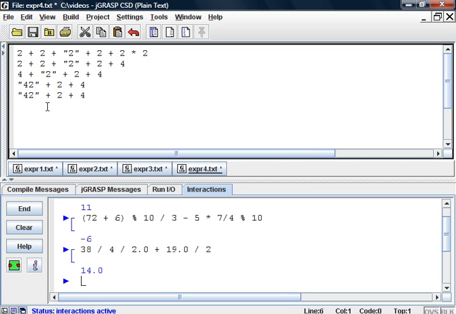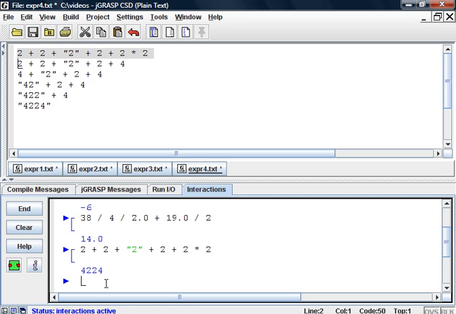That's our next sub-expression. The next plus operation again involves a string literal with an int, and so it converts this int into its string equivalent and does concatenation. So we get 422. And now we're left with just a single plus operator to perform. Again, it's a string literal int combination, so it converts the int into its string equivalent, and we concatenate 4224. We can double check our answer here in the interactions pane, and we see that the answer here is 4224. JGrasp doesn't put quotes around it, but it's the same answer.